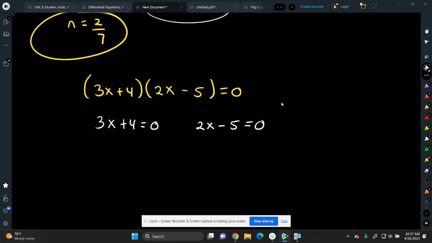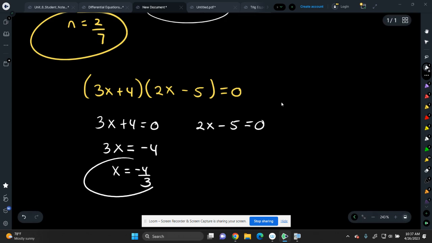How do we solve this? Minus 4 on both sides. So we get 3x equals negative 4. And then what? Divide by 3. So x equals negative 4/3. Just leave it like that. No calculator necessary. And over here we add 5 to both sides.